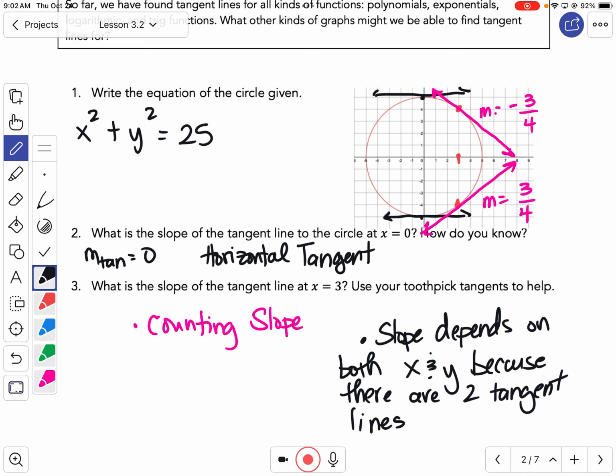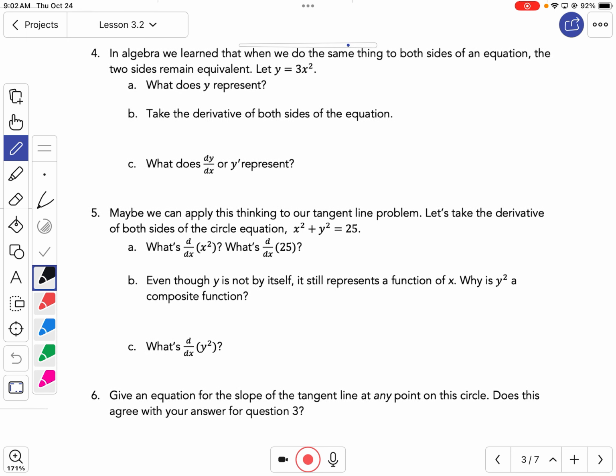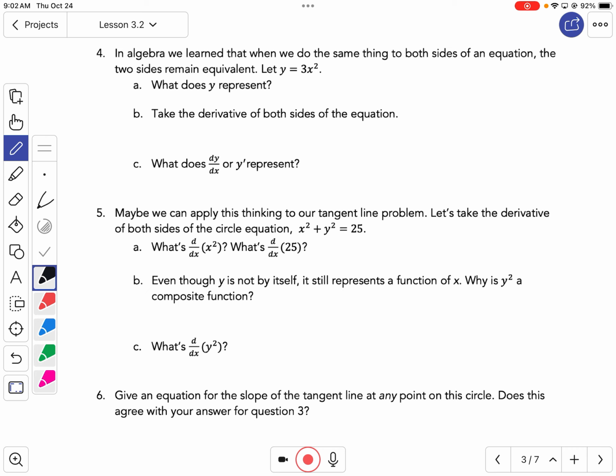All right, so then we get into the good stuff, and we start doing a little calculus. Okay. So it says, in algebra, we learned that when we do the same thing to both sides of an equation, the two sides remain equivalent. So it says let y equals 3x squared. What does y represent? It's the dependent variable. Okay, it's the dependent variable. It's a function of x.